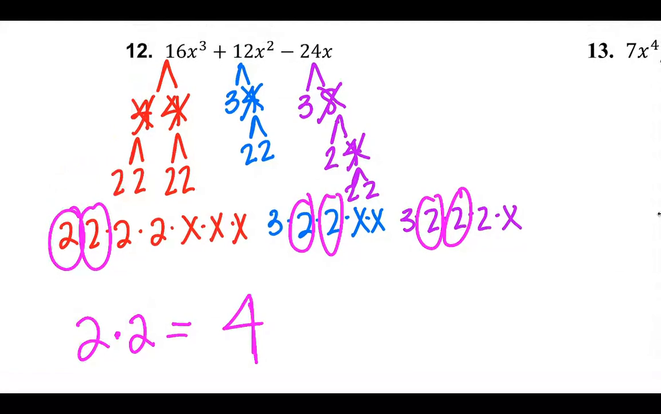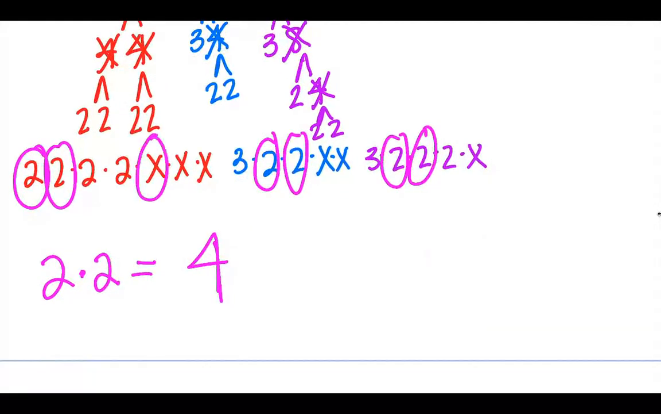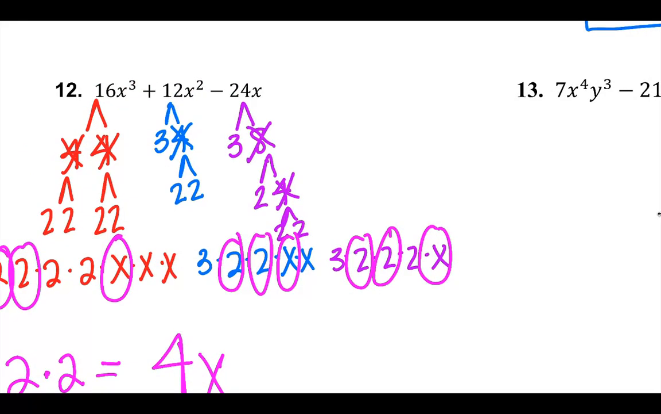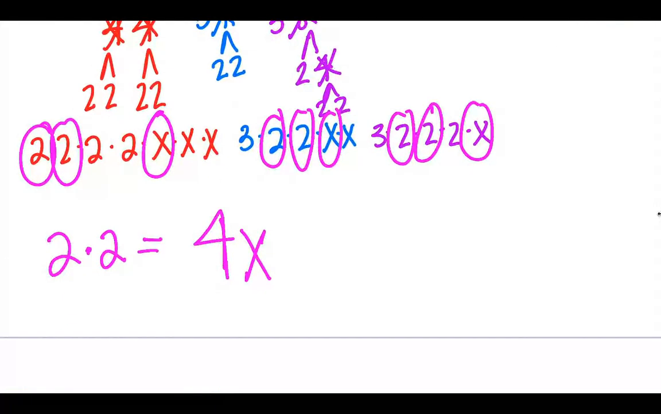Then I'm looking for the x's, so I can pull out 1x out of each of them. And that's it, because this guy only has 1x. And again, that's the lowest exponent, which would be just 1x. So that's how I already knew that one. So 4x is the GCF. Now I'm putting the leftover pieces in.